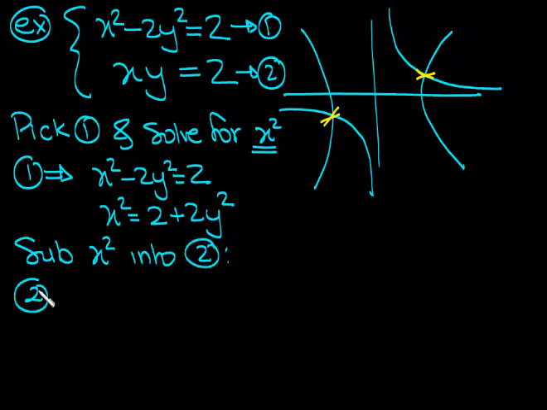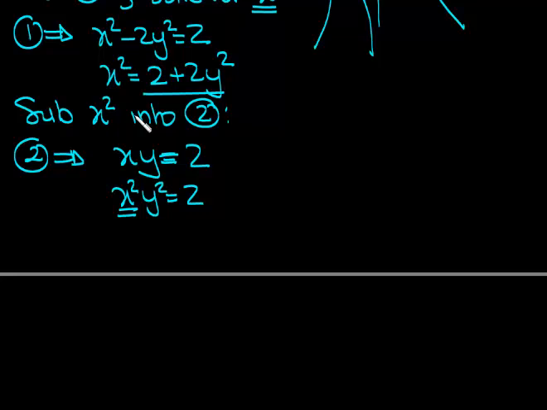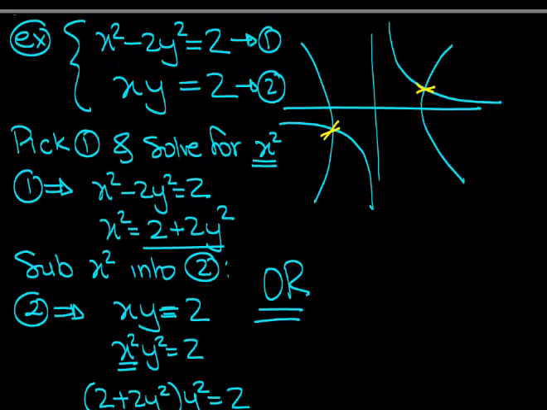So this is equation 2. I have xy is equal to 2. I can go ahead and square both sides because of the equality, so I get x squared y squared is equal to 4. Now I can replace this x squared with this. Do you guys follow? So I get 2 plus 2y squared multiplied by y squared is equal to 4. So that's one way to do it. Or we could have done this.